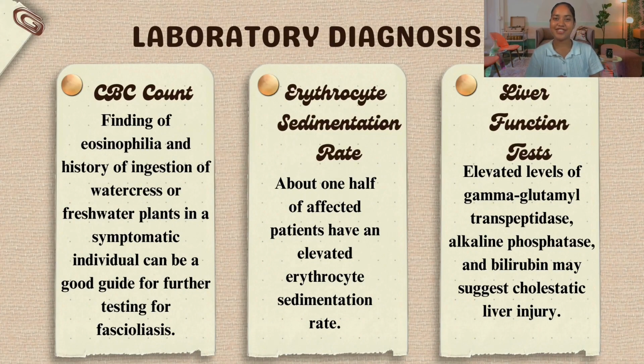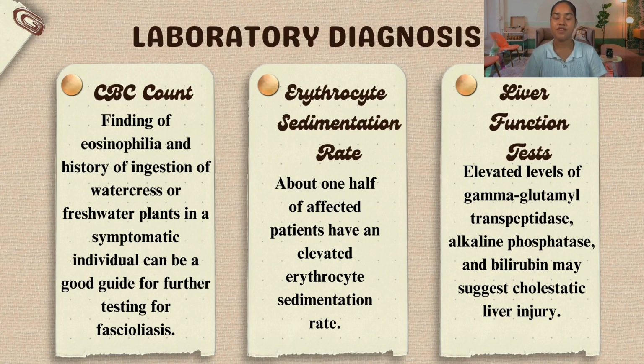So for the laboratory diagnosis, the first one is CBC count. In CBC count, we find eosinophilia and history of ingestion of watercress or freshwater plants in a symptomatic individual, which can be a good guide for further testing for fasciolosis. The second one is erythrocyte sedimentation rate. It has been shown that more than half of the people affected with fasciolosis have elevated erythrocyte sedimentation rate.